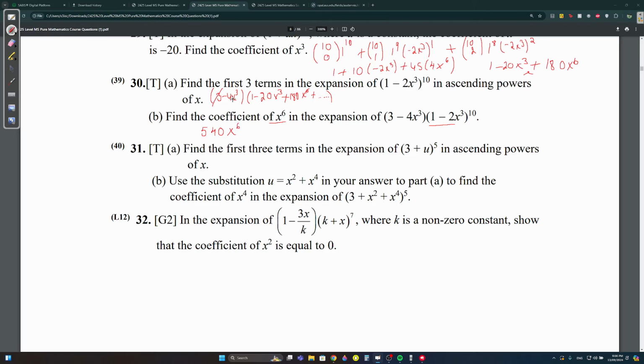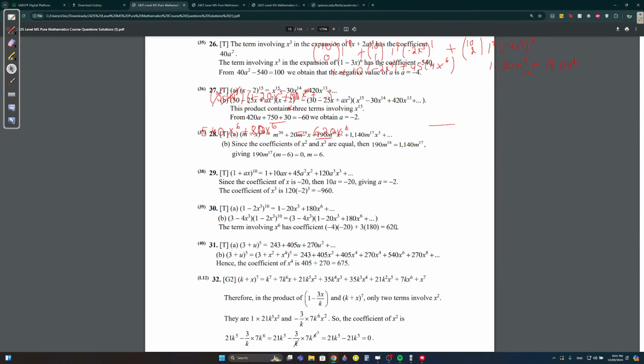So we're done from the 3. Minus 4x cubed times 1 will get me the same power, x cubed. Minus 4x cubed times minus 20x cubed will get me x to the power of 6, because x cubed times x cubed is x to the power of 6. Minus 4 times minus 20 will be plus 80x to the power of 6. Minus 4x cubed times x to the power of 6 will get me x to the power of 9, and we don't want that. So we're done. They're saying find the coefficient of x to the power of 6. How much is it going to be? 540 plus 80. It will be 620x to the power of 6, so the coefficient is 620.